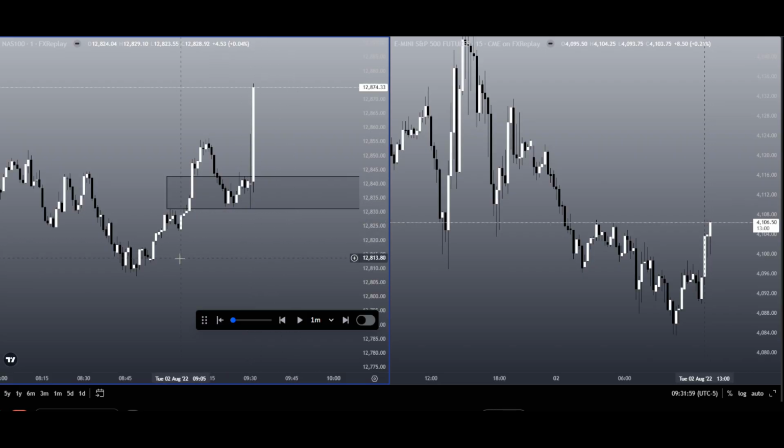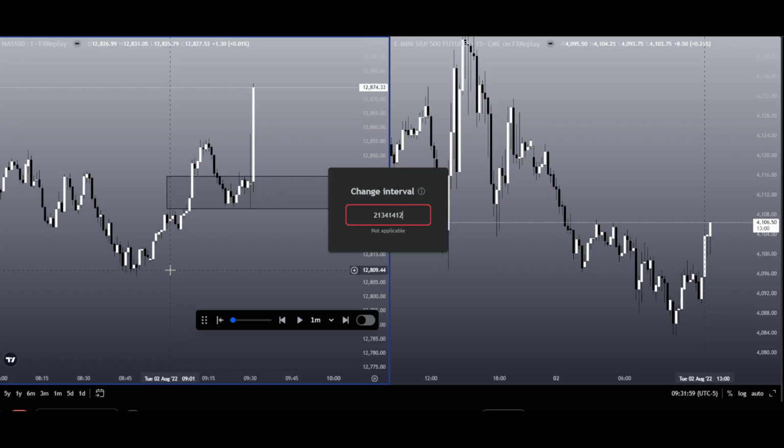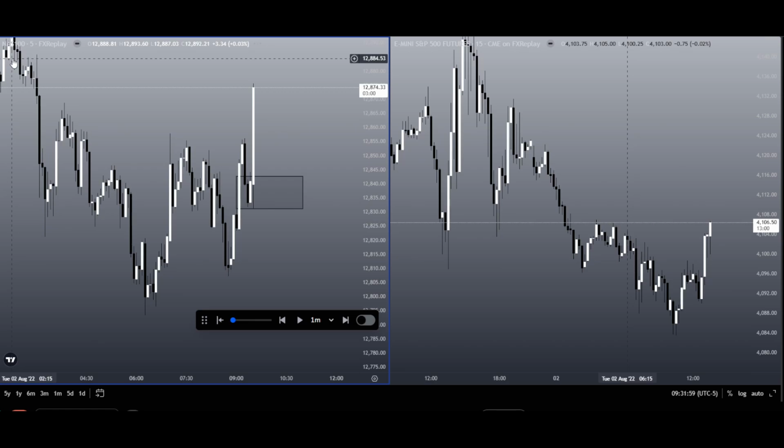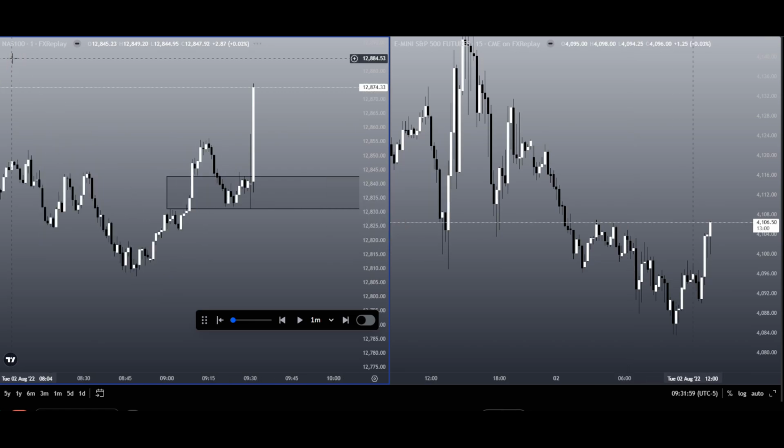Hey Vert, how are you switching time frames fast? Just type the number under keys. So if I want to click 5 minutes, I just click 5 and enter. 2 minutes, 2 and enter.